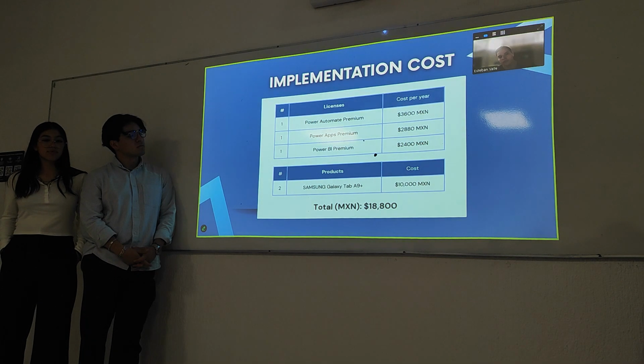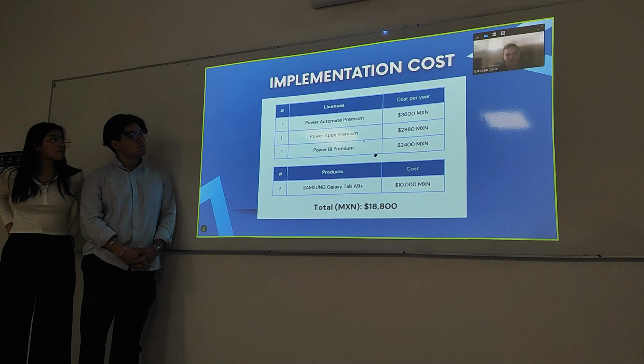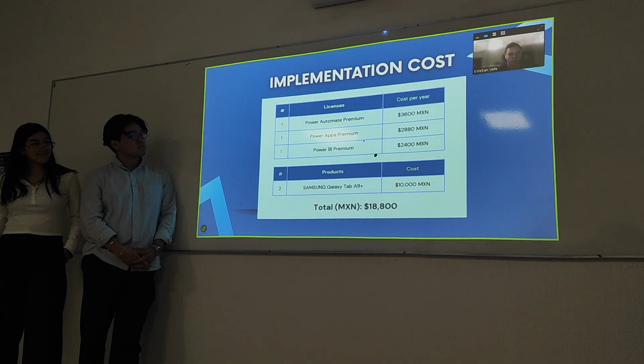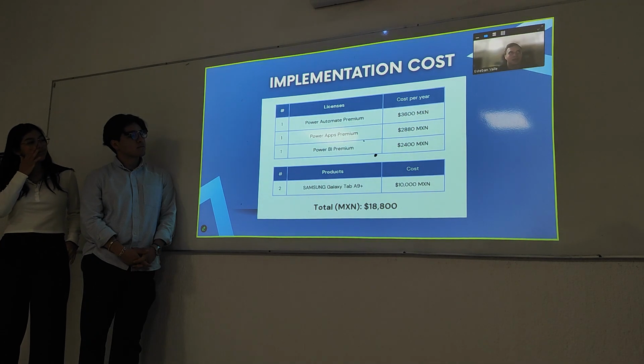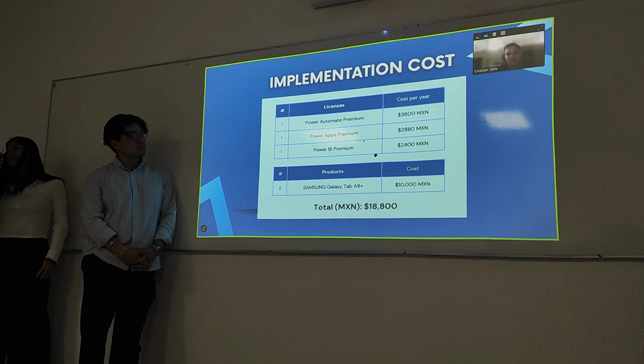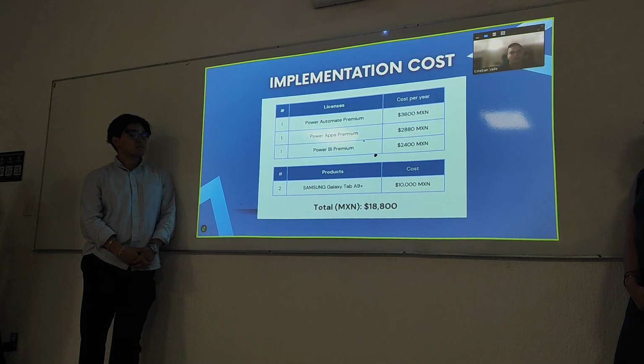And also, for the implementation, to have a more visual tablet in the Fabric, we recommend you buy two tablets that have a cost of around 10,000 pesos. And the final cost would be 18,800 pesos.